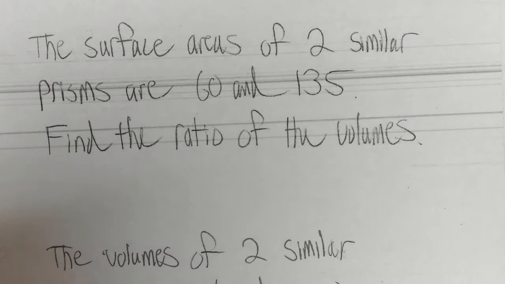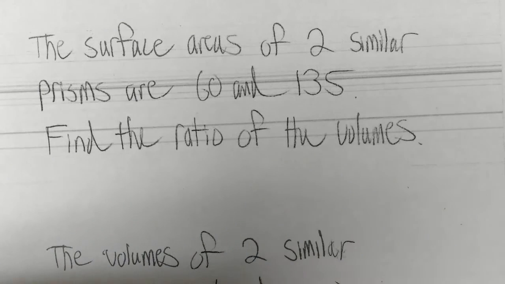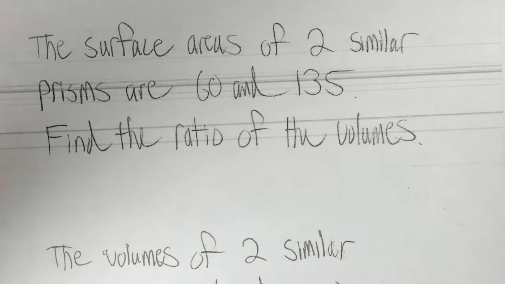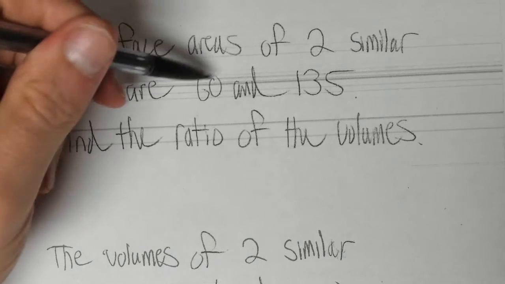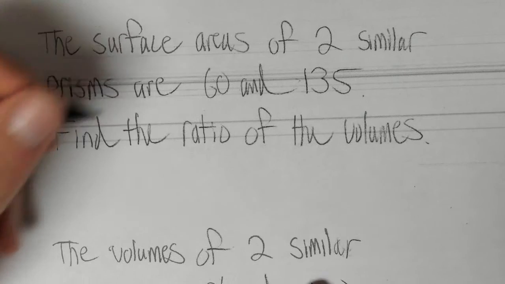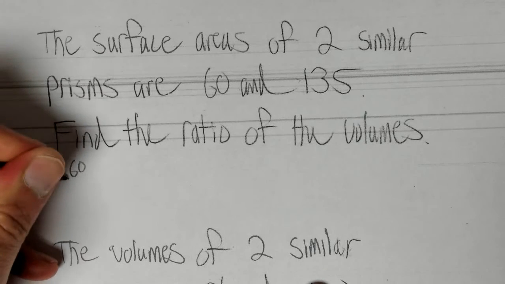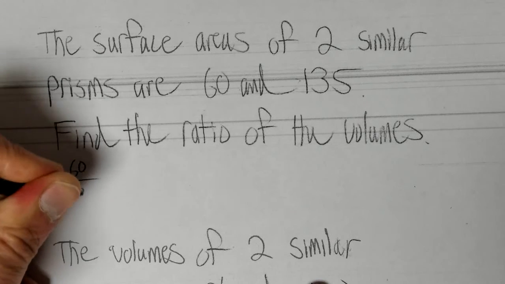Okay, the surface areas of 2 similar prisms are 60 and 135. Find the ratio of the volumes. So here they've given me the surface areas, right? So the first thing I need to do is take these surface areas and write them as a ratio. So this would be 60 over 135.